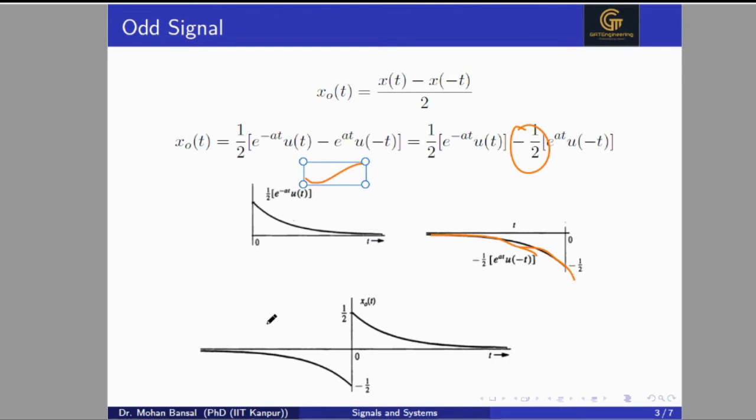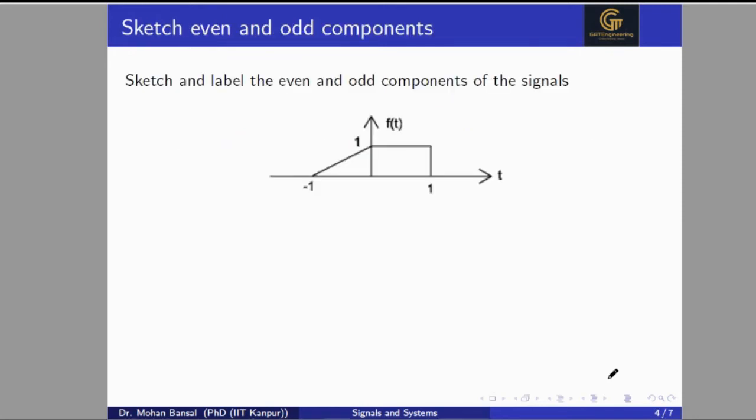If we add both of them, on the negative time axis one signal is 0 and we have only the other signal. If we add 0 to something, we get the same signal, so we get this half of e to the power at u(minus t). Similarly, in the other signal we have 0 on the positive time axis, so adding 0 gives the same thing. We have a signal like this. This signal looks like an odd signal. Whatever we have in the first quadrant, the same signal we have in the third quadrant with amplitude reversal.